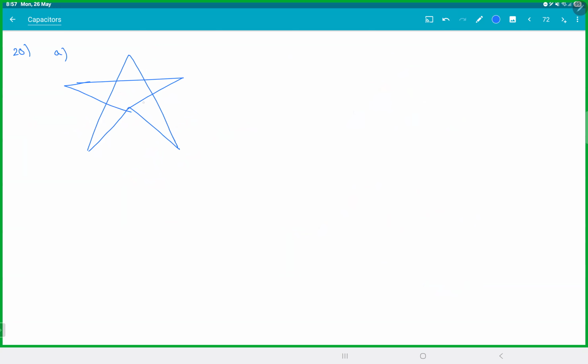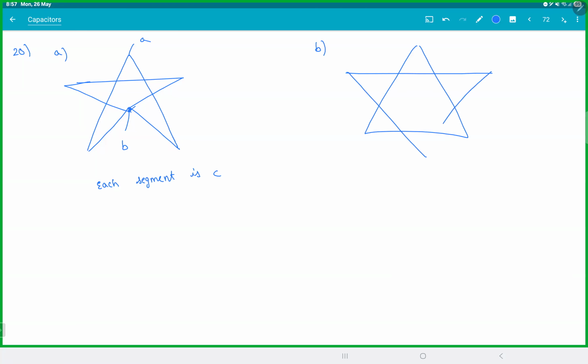How do I draw the star? There. This is A. This is B. Each segment is C. Yeah? That is symmetrical, I didn't draw it properly. Find CAB.